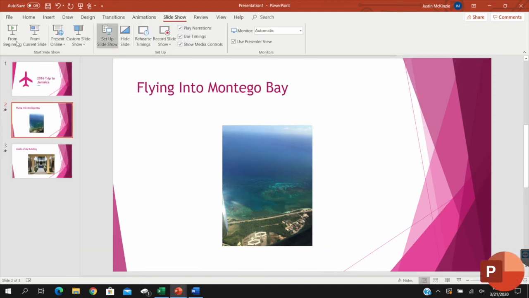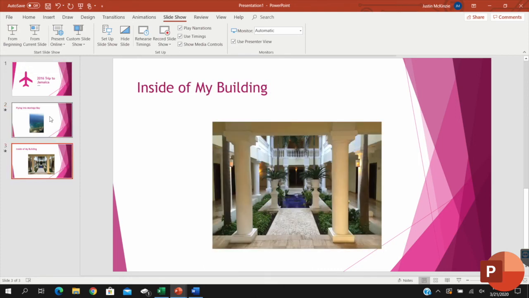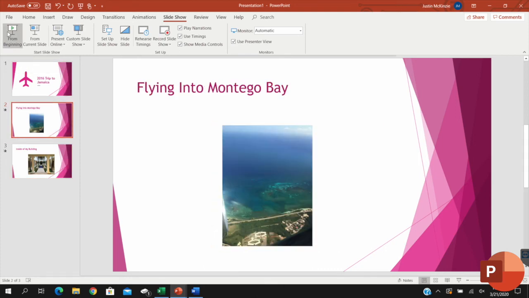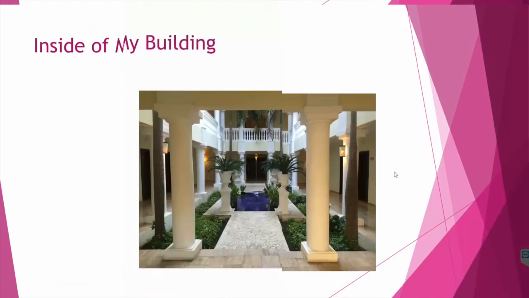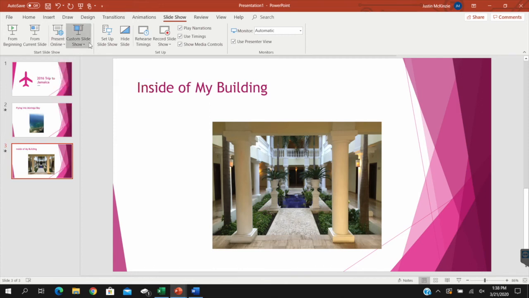So we're going to go to slideshow. When you click from beginning, no matter what slide you happen to be on, it starts your slideshow from the beginning. If you go from current slide, that's pretty self-explanatory as well. It goes from whatever slide that you're on. You can also click down here next to the zoom bar, and it will go to whatever slide that you are on as well. You can present online, do a custom slideshow, set up a slideshow, hide slides.